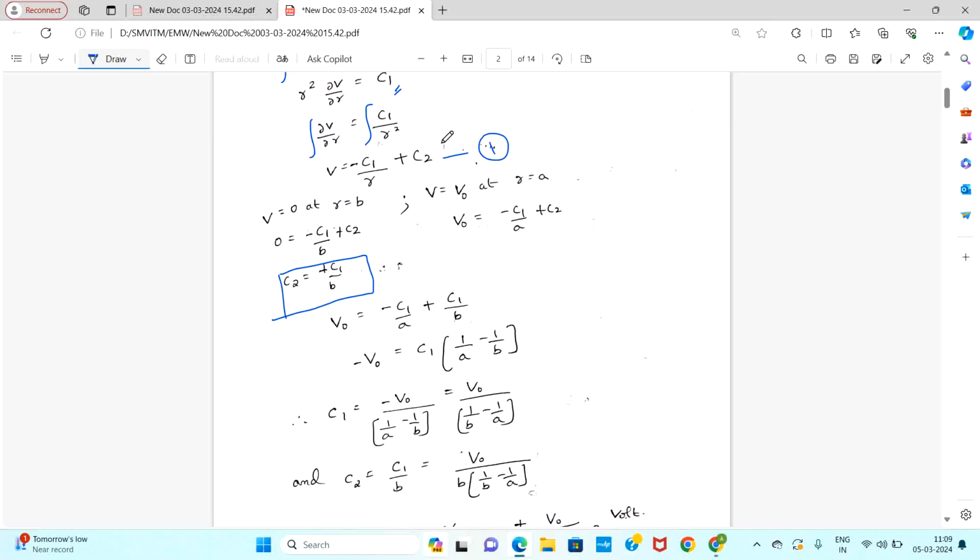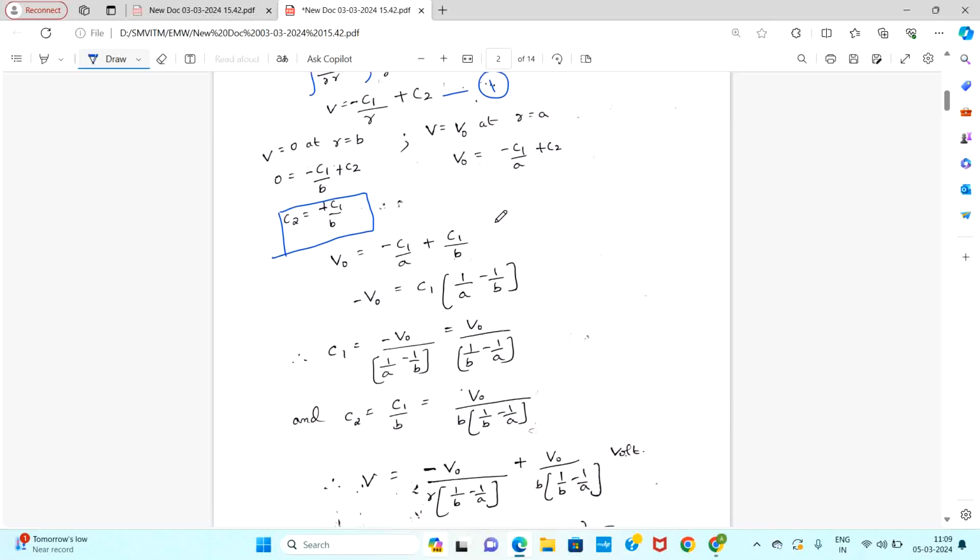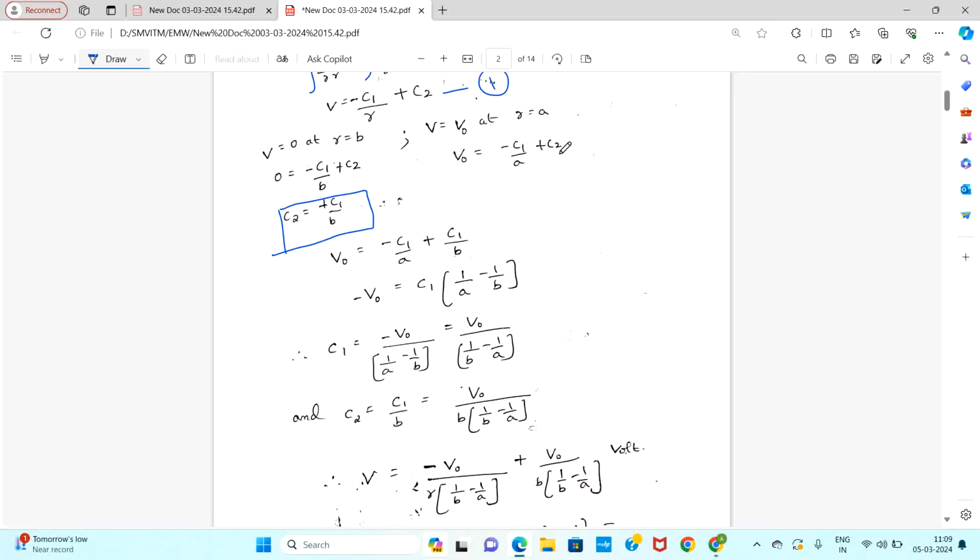So I'll put these values in equation 1, and I got this expression. Now in place of C2 in this equation, I'll substitute C1 by B. So here in place of C2, I put C1 by B. If I rearrange the terms and simplify it, I will get the equation for C1.